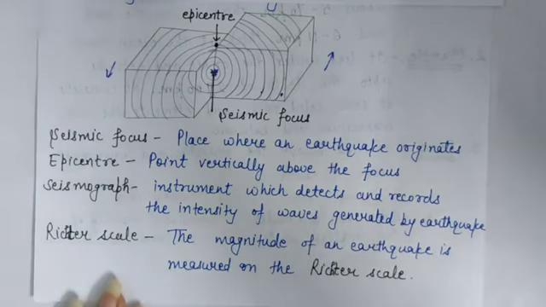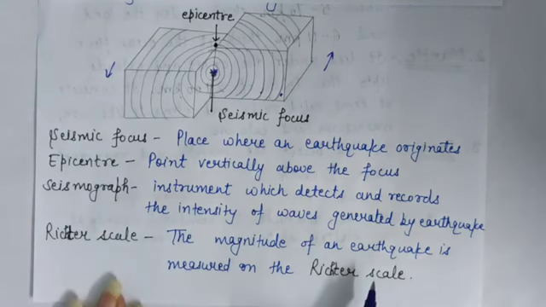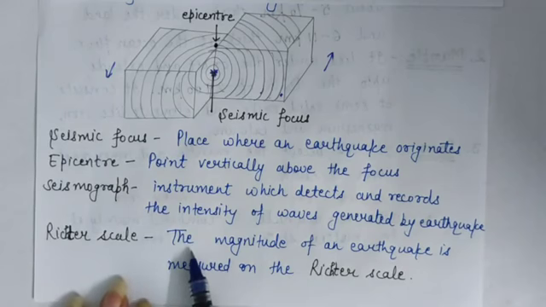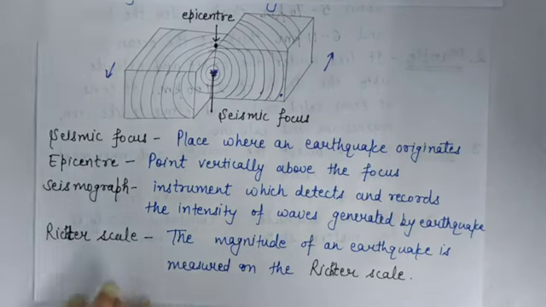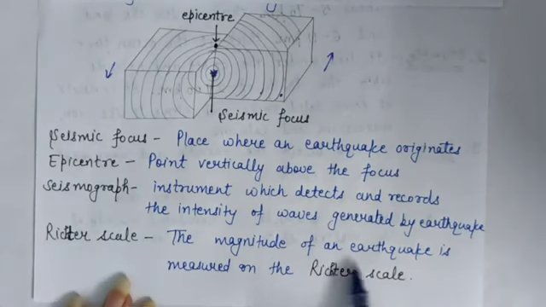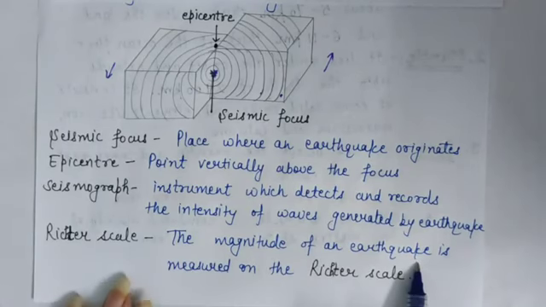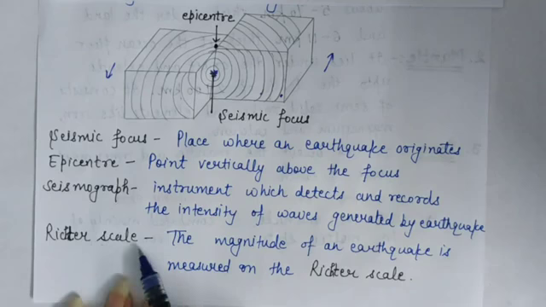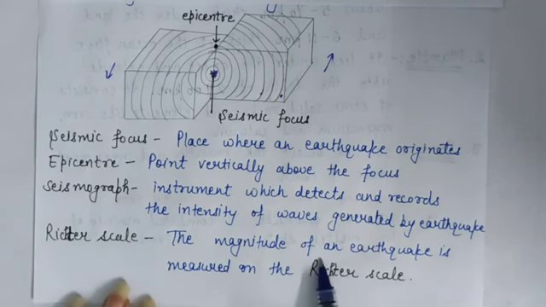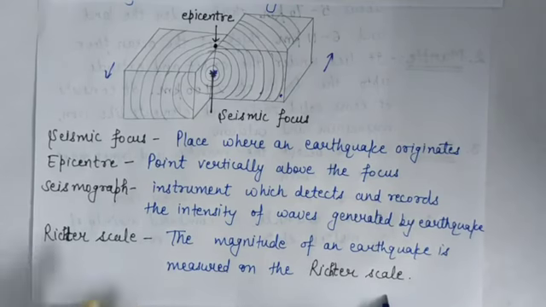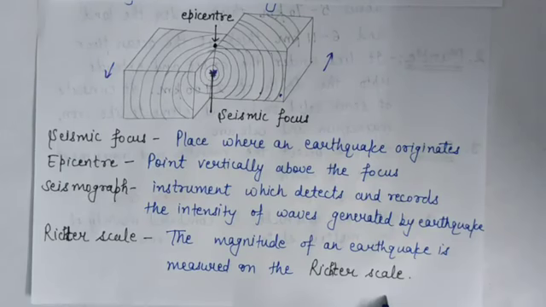Now, it is important to note down the magnitude of an earthquake. So, to note down the magnitude of an earthquake, we use the Richter scale. What is the Richter scale? The magnitude of an earthquake is measured on the Richter scale. Basically the Richter scale tells us how much magnitude of an earthquake occurs in a certain region.